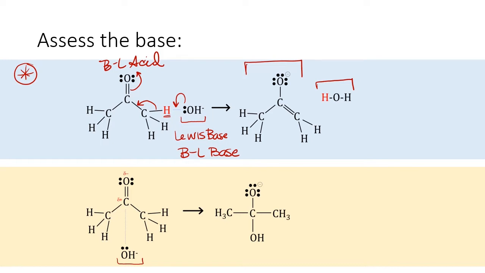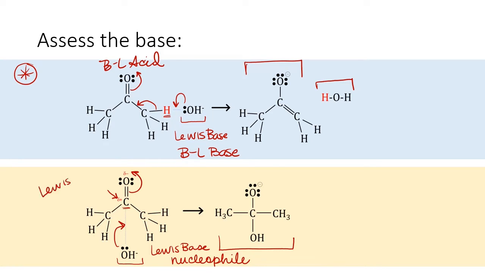Down here in the yellow, the partial positiveness of the carbon attracts that hydroxide. So these electrons are going to come in and make a bond between the hydroxide and the carbon, or rather the O and the carbon, and that's going to push this up onto the oxygen, so we wind up with this. Now, because hydroxide was donating its electrons to carbon, which is not a proton, that means that this is a Lewis base and specifically is a nucleophile. It would not be considered a Bronsted-Lowry base. And because this is the acceptor, this would be the Lewis acid, and specifically we'll say it's the electrophile.